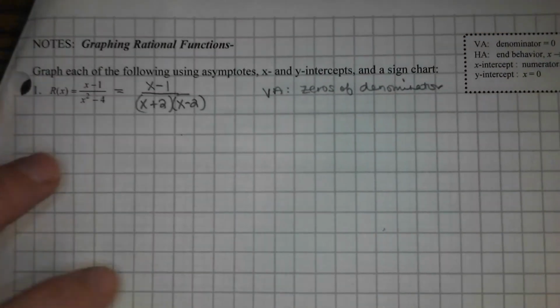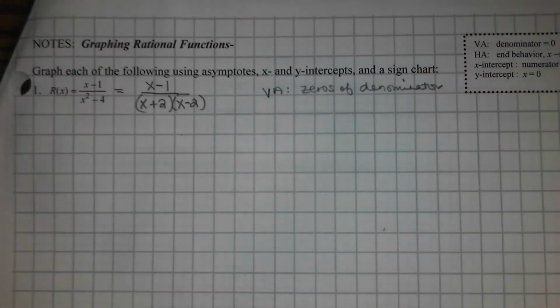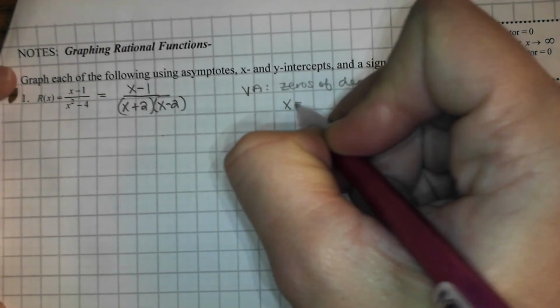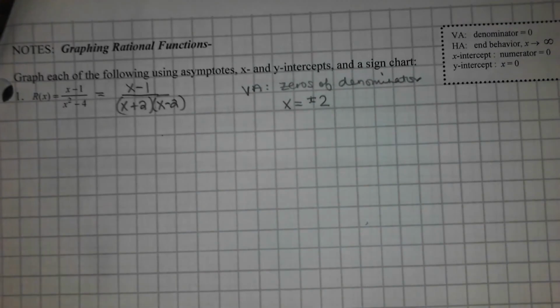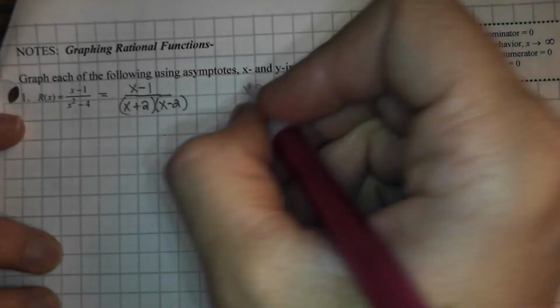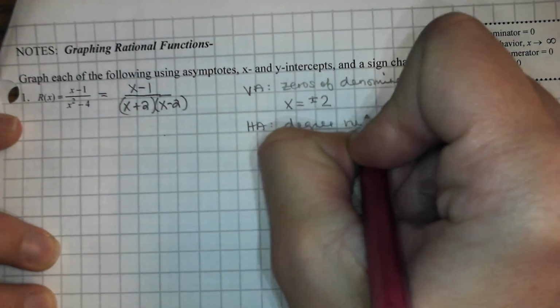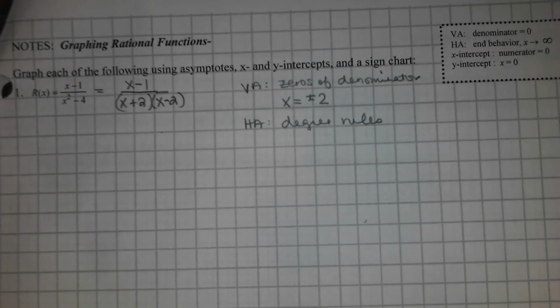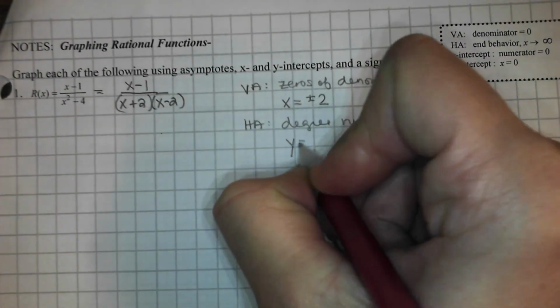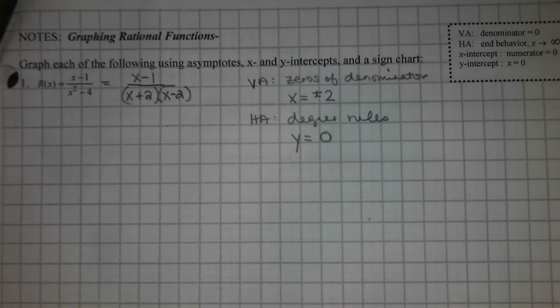So, those would be x equals what and what? Plus or minus 2. Good. Your horizontal asymptotes come from your degree rules, which you pretty much have to memorize. This particular one is small over big. So the horizontal asymptote is where? Y equals 0. Big over small doesn't exist. Same over same, you use the coefficients.